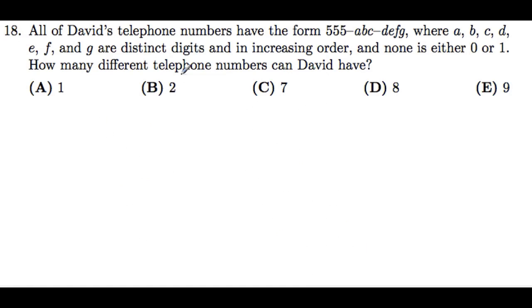Number 18. All of David's telephone numbers have the form 555, and then we have A, B, C, D, E, F, G, where these letters are distinct digits, meaning none of them are the same, and in increasing order. And none of these are either 0 or 1. Now then, if you think about it, how many numbers are possible? 0, 1, 2, 3, 4, 5, 6, 7, 8, 9. So we have a total of 10 numbers. But out of that, these two are not possible. That means how many numbers are left? We have 8 numbers here.